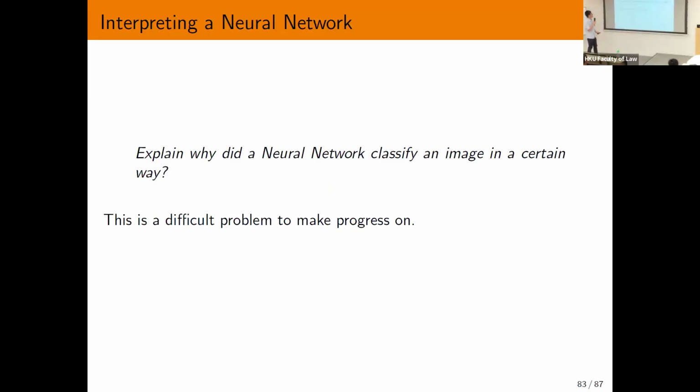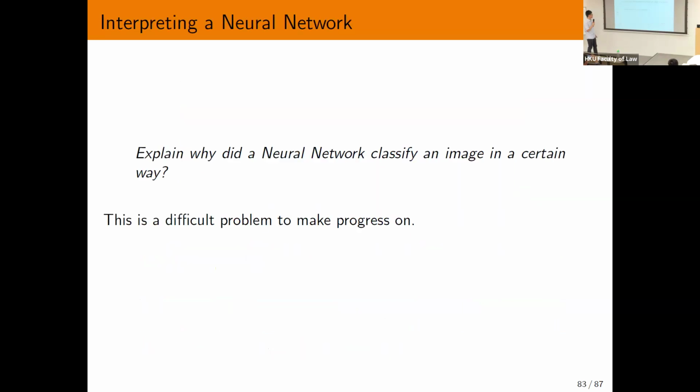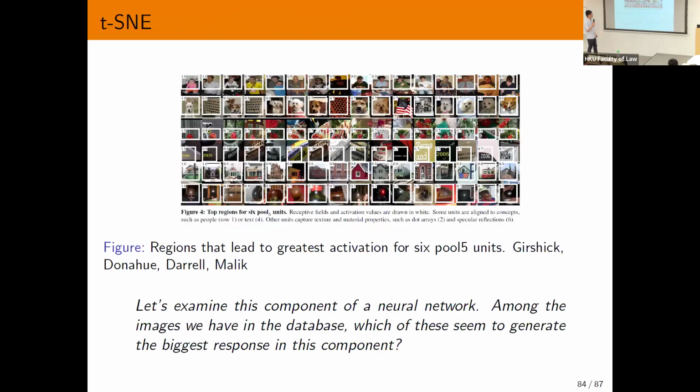Let's talk about the state of the art, or where we are with interpreting neural networks. Interpreting neural networks is very difficult. I can explain why a neural network classifies an image in a certain way, but this is very difficult to make progress on. So let's do something a bit easier. We can't do this. I can't tell you why it classifies things in a certain way, but we can do something else, which is this.